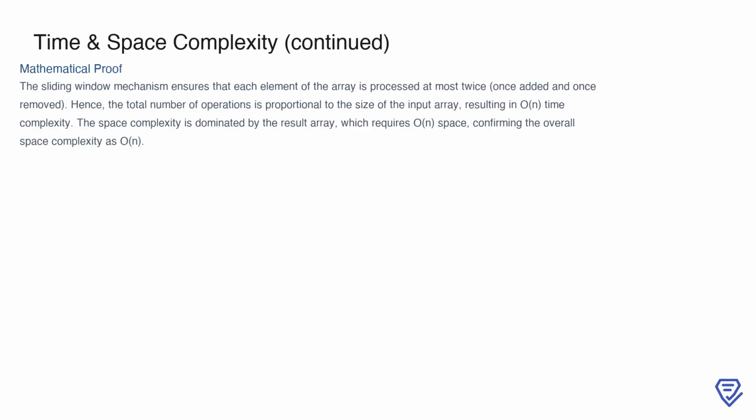Finally, let's establish a mathematical proof for the time complexity. The sliding window mechanism ensures that each element of the array is processed at most twice, once when it is added to the window and once when it is removed.